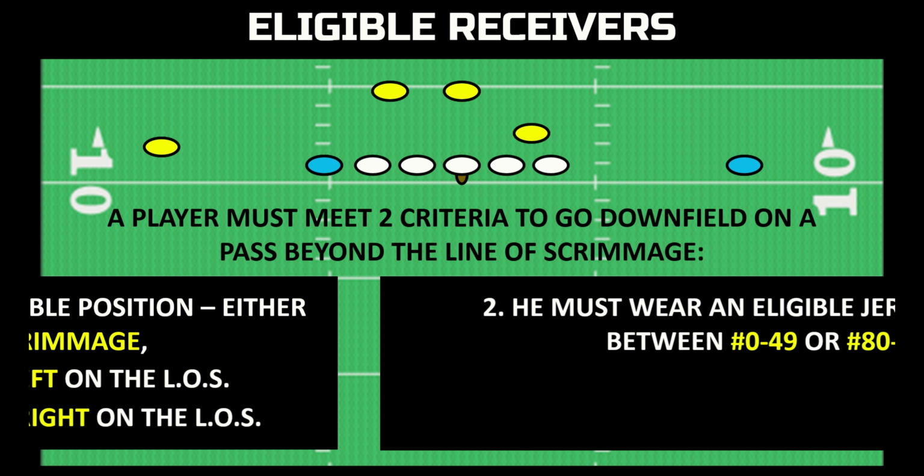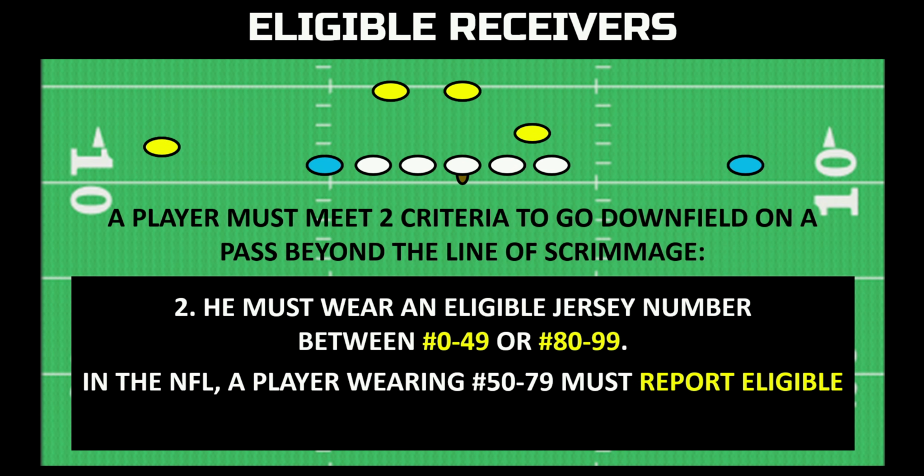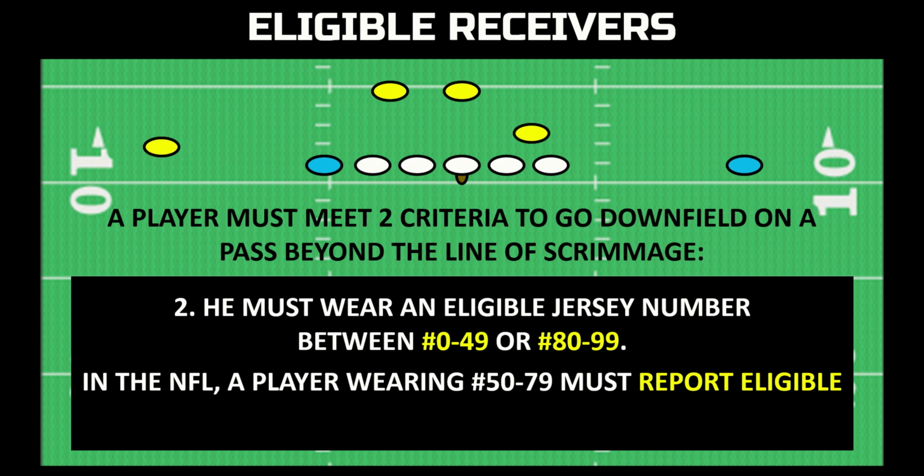The second set of criteria is that he must wear an eligible jersey number, 0 through 49 or 80 through 99. And if he's wearing anything from 50 to 79, then he's ineligible in college or in high school. But in the NFL, if a player is wearing an ineligible number, then he has to report eligible to the officials if he is going to align in an eligible position, meaning he's the last guy on the line or he's potentially off the line.